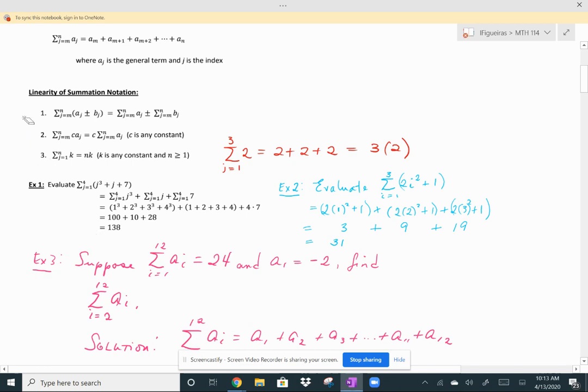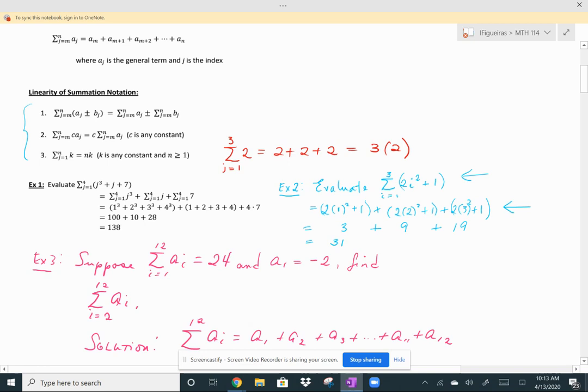Example 2, we want to evaluate the sum as i goes from 1 to 3 of 2i squared plus 1. So this time I'm just going to plug them in directly the way it is. You don't have to split them up. You don't have to use these. You can just substitute in the values of i and still get the right answer. So that's what I did in line 2.